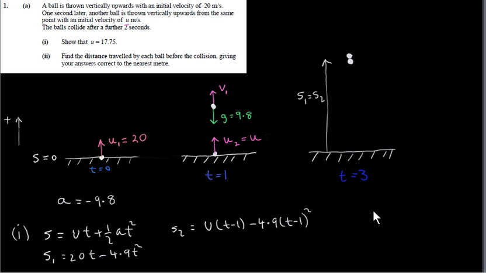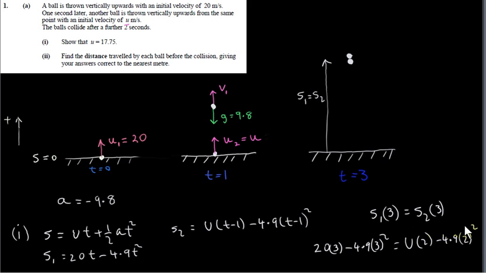Now we're given that the height of the first ball above the ground at t equals 3 equals the height of the second ball above the ground at t equals 3. They collide when t equals 3. So it's only a matter of just equating s1 with s2 when t equals 3. So s1 at t equals 3 is 20 times 3 minus 4.9 times 3 squared, and s2 at t equals 3 is u times 3 minus 1, which is 2, minus 4.9 times 3 minus 1, which is 2, squared. So we just have to solve this for u. So I'll just write down the answer. That's straightforward. That's just basic algebra. u equals 17.75 meters per second.